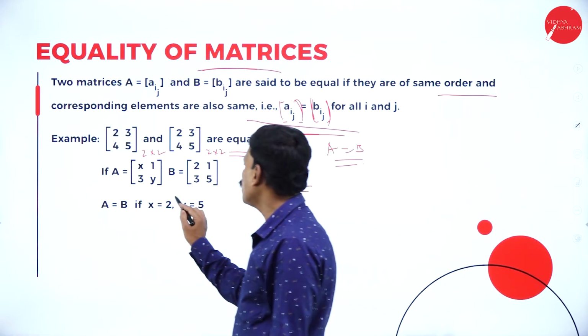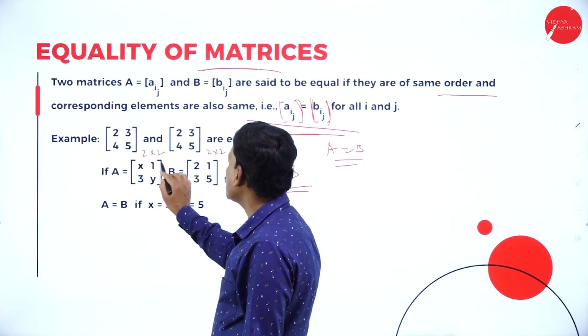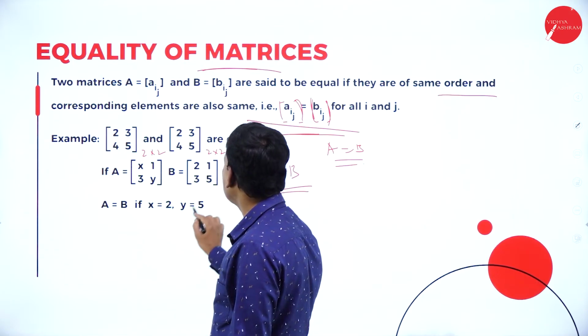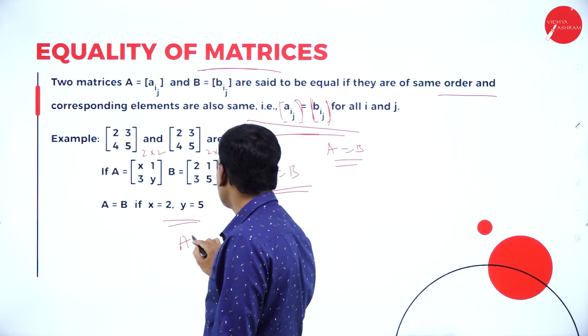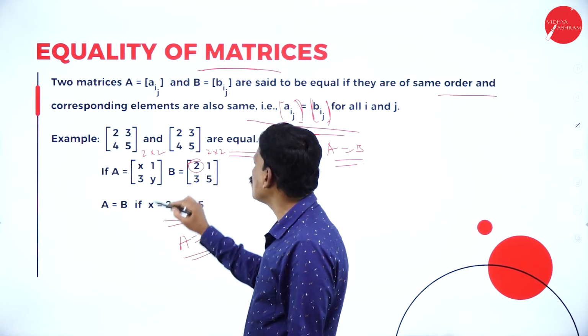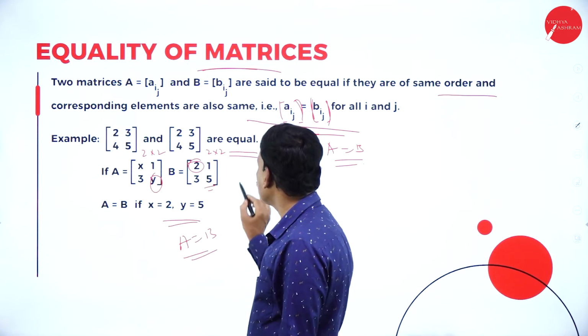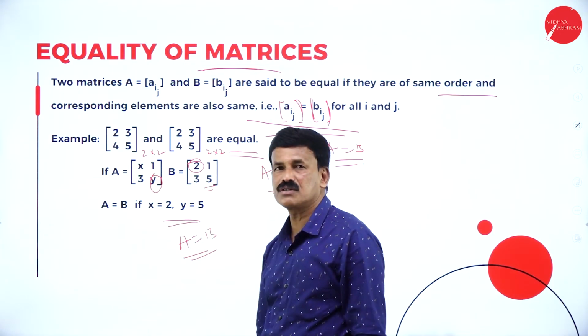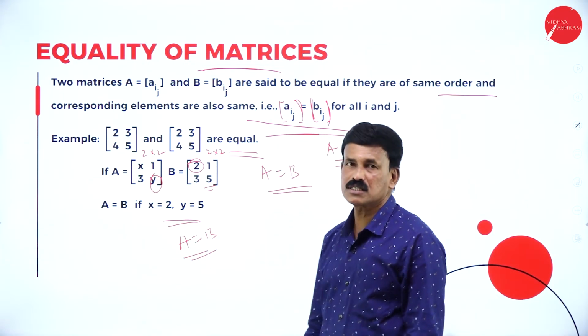Now come to this problem. If A is equal to [x, 1; 3, y] and B is equal to [2, 1; 3, 5], these two matrices are equal. A is equal to B if and only if the value of x is equal to 2 and the value of y is equal to 5. If x is equal to 2 and y is equal to 5, then these two matrices are said to be equal.